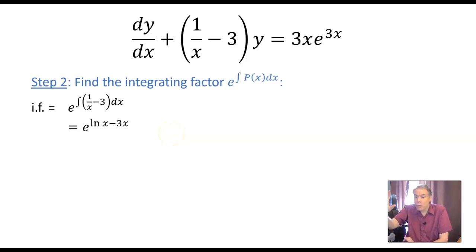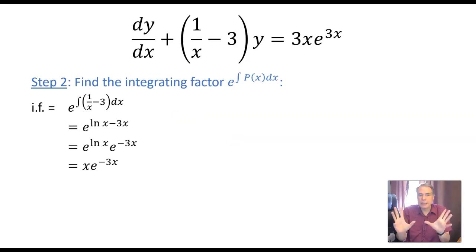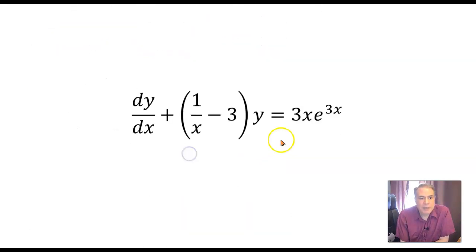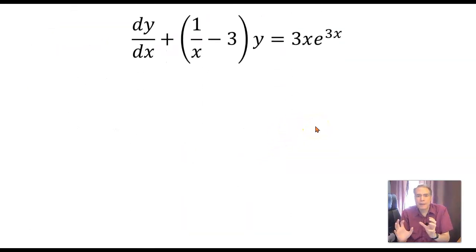And when you got more than one term in the exponent there, we can split it up like e to the ln of x times e to the minus 3x. And then e to the ln of x would just be x. So this simplifies to x times e to the negative 3x. So that's the integrating factor. Step 3, now that we know what the integrating factor is, we got to multiply everything on both sides by that integrating factor.